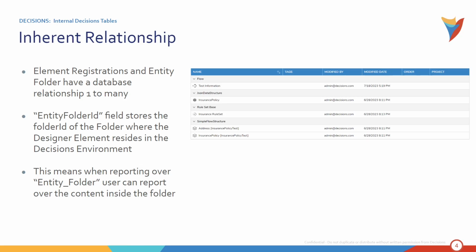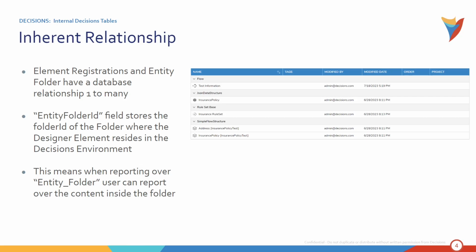And it does this because in the element registrations table, there is a property called entity folder ID. What that entity folder ID means is it's the field that stores the folder ID of where that designer element lives in the decisions environment. And that's why it's important.